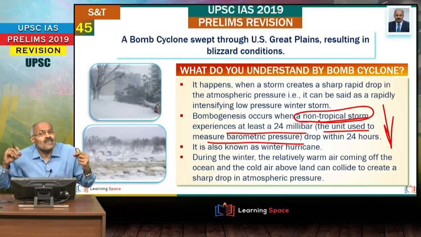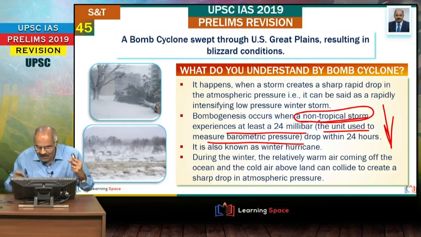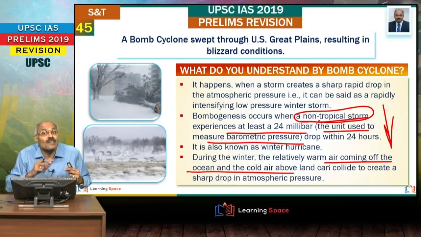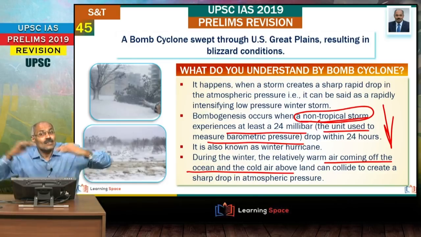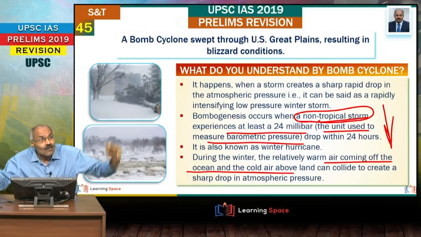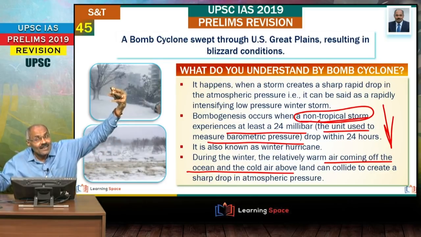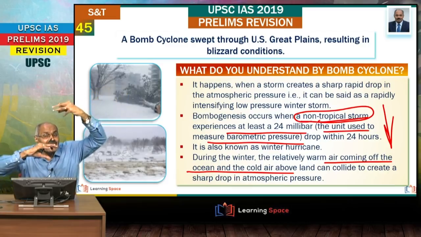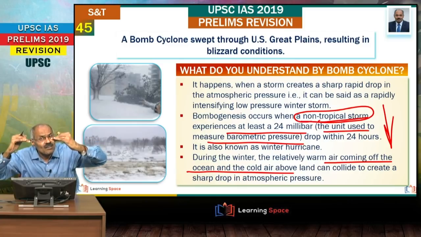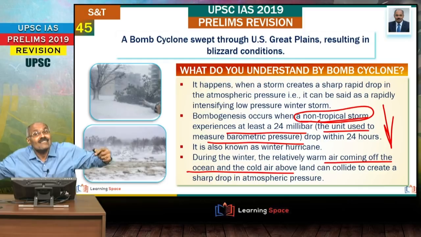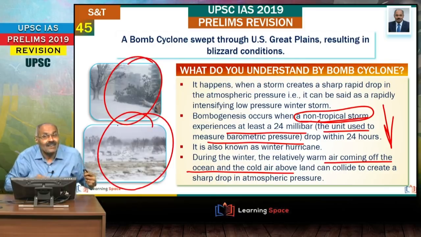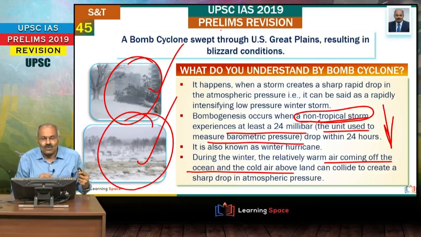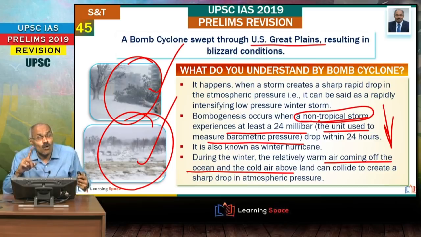How does this occur? How does the pressure drop occur? The pressure drop occurs because of warm air coming from the ocean and water bodies and the cold air above the land. When they collide, that results in a drop in atmospheric pressure. Friends, when the warm air coming from the water bodies collides with the cold air, there is a sudden drop in pressure, that is, a 24 millibar drop in 24 hours, that is a bomb cyclone. And because of the drop in pressure, what happens? This type of blizzard conditions occur, right? So these are the blizzard conditions. This occurred in the US Great Plains. Please do not forget the meaning of the word bombogenesis.